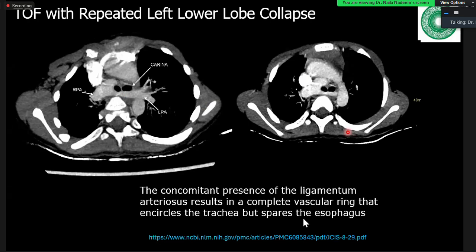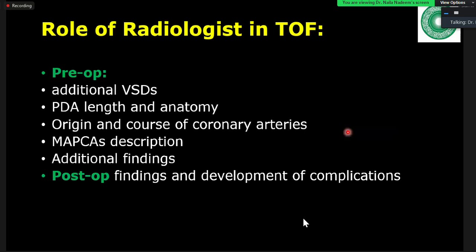And it is one of those anomalies where the tracheal stenosis is quite long, and there are two types, and additional bronchi can supply both lungs. So these patients have a lot of symptoms.